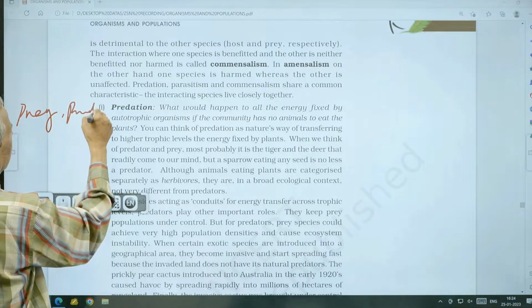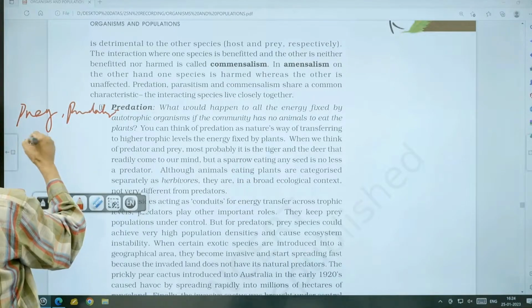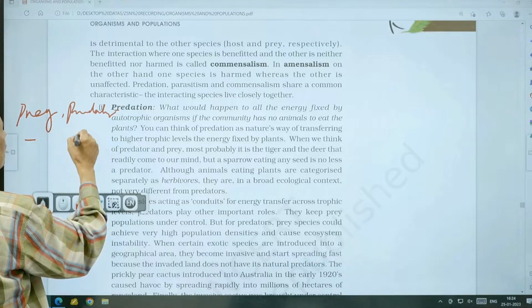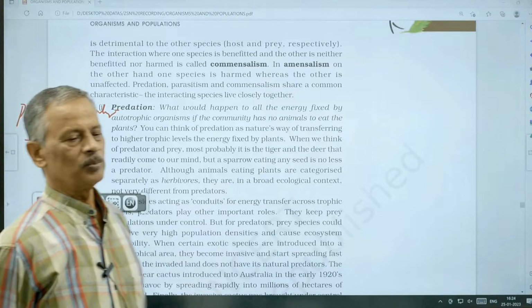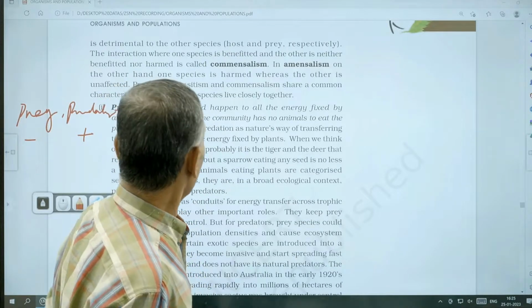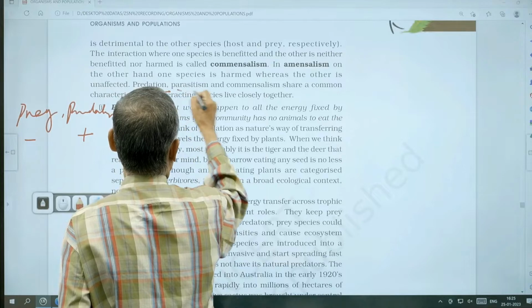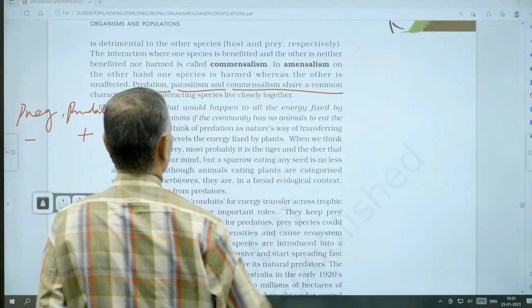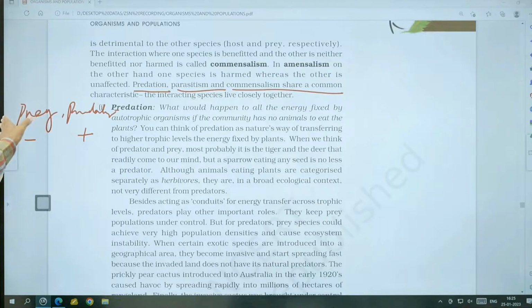Prey-predator. The prey is losing its life. The predator is getting its food benefit. So this relationship can be marked like that. Remember, in the 3 interactions, predation, parasitism and commensalism, the 2 participating populations should be remaining.